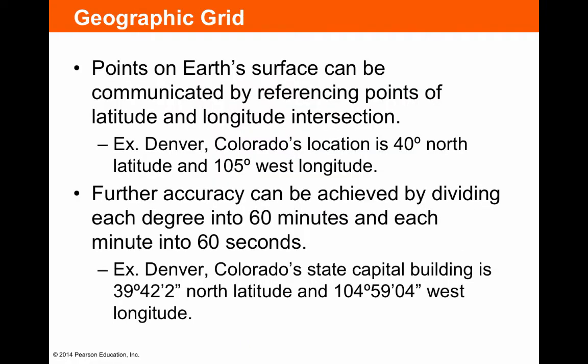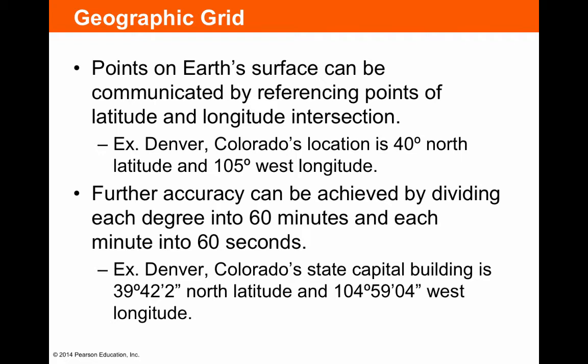Oh, hold on. Let's talk about this for a minute. Points on the Earth's surface can be communicated by referencing points of longitude and latitude. So Denver, Colorado's location is 40 degrees north latitude and 100 degrees west longitude. This is the absolute location.